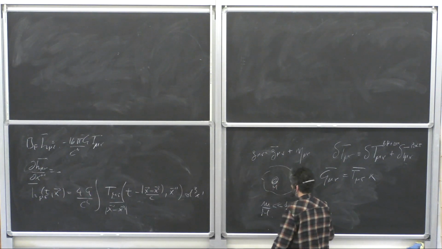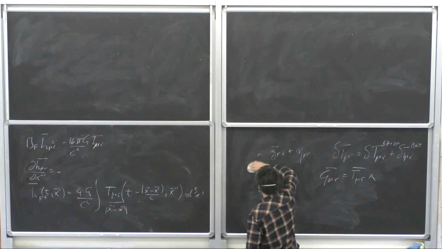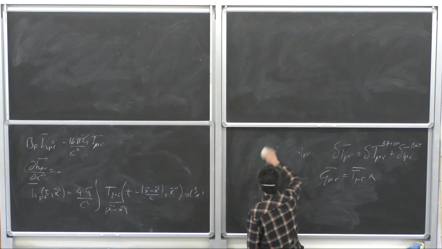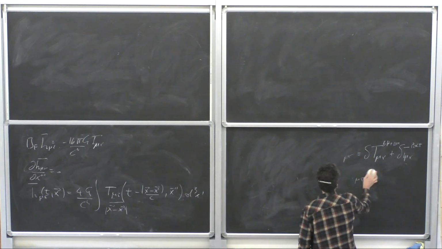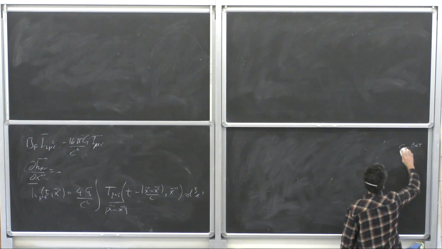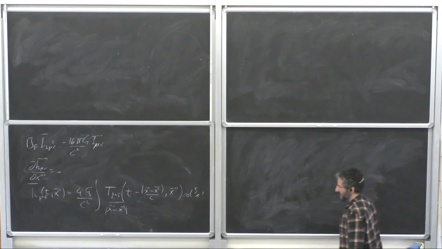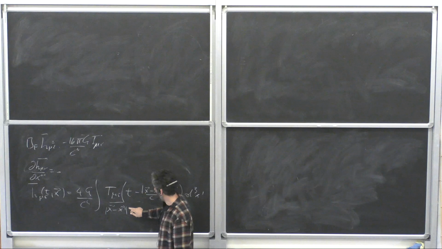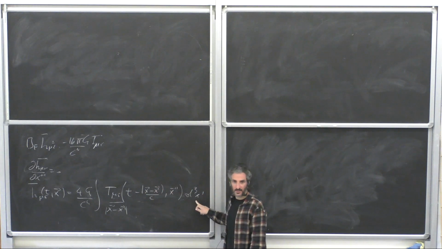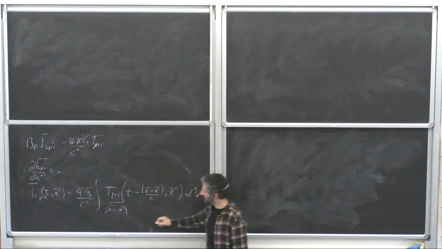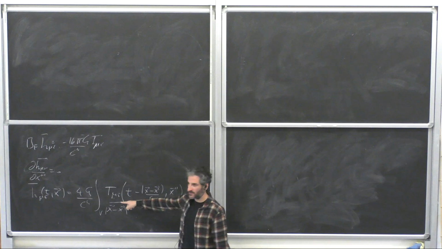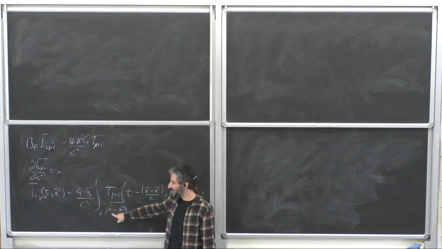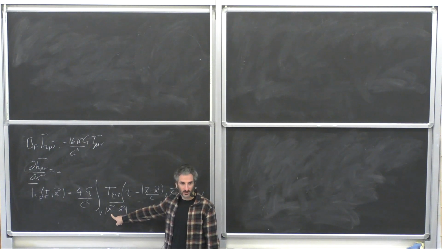And actually, in realistic scenarios, our source is located way far from us. So basically x prime is the coordinate which is integrating over the volume on which the stress energy tensor is different from 0, and x basically is the vector pointing from the source to the detector.